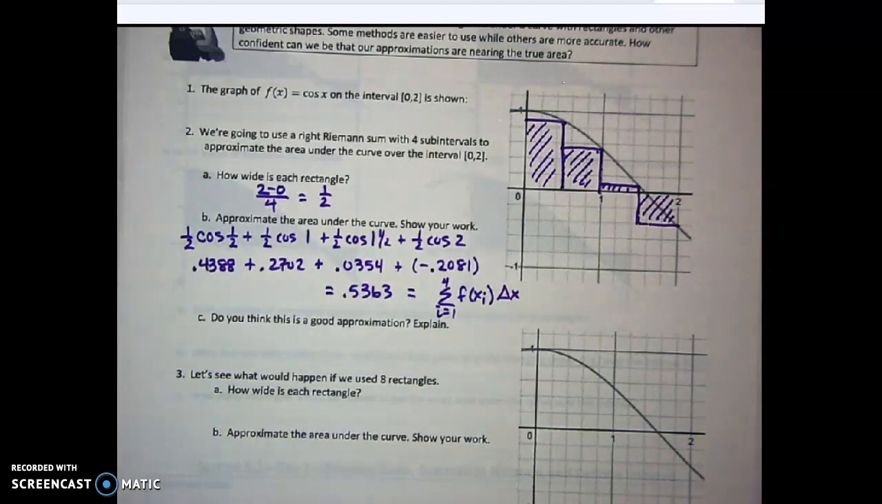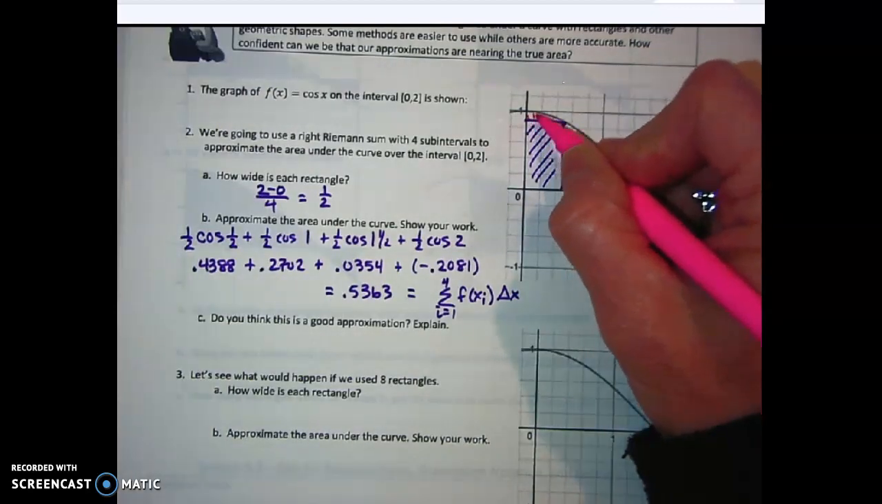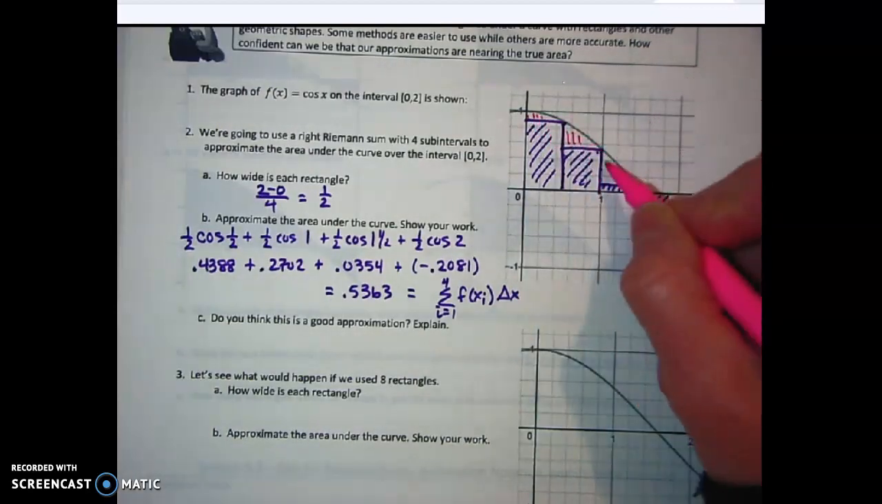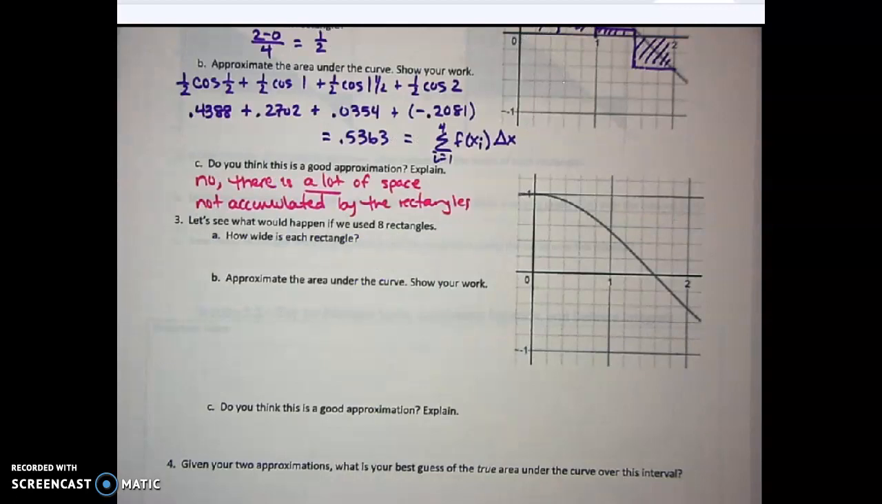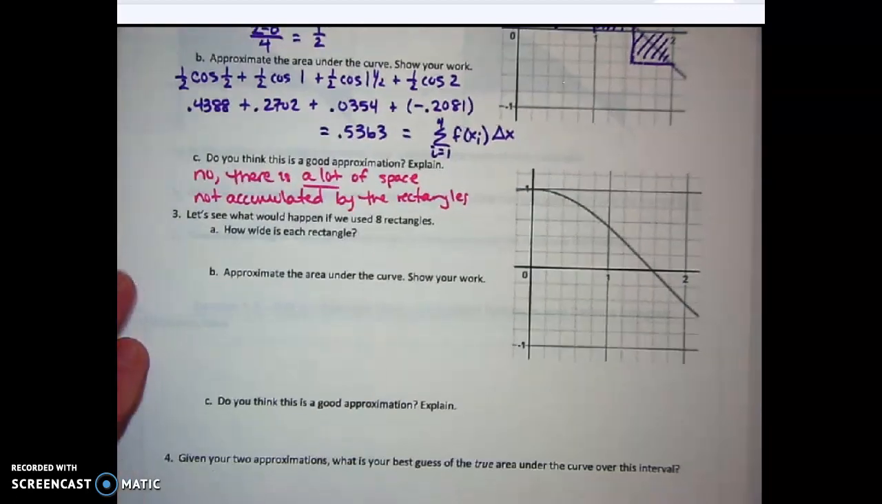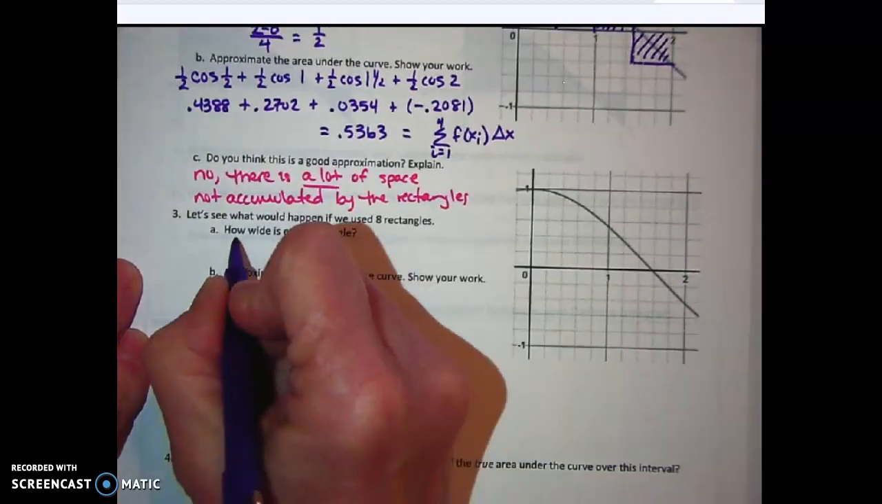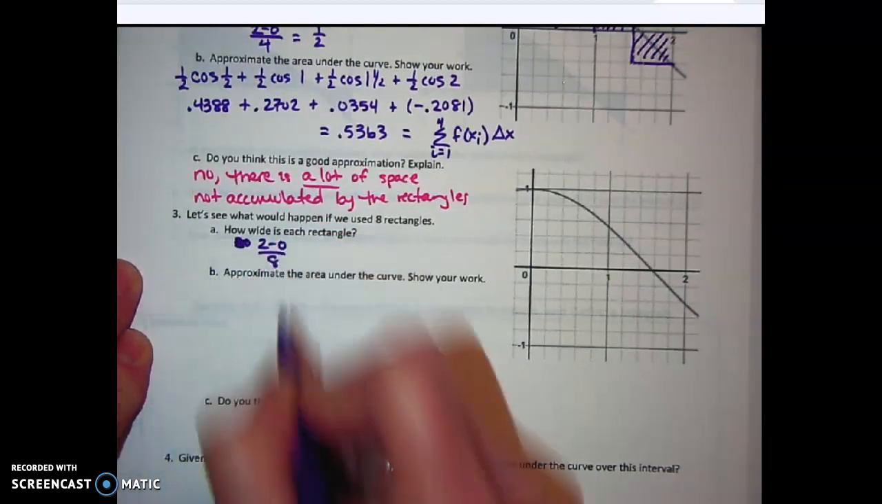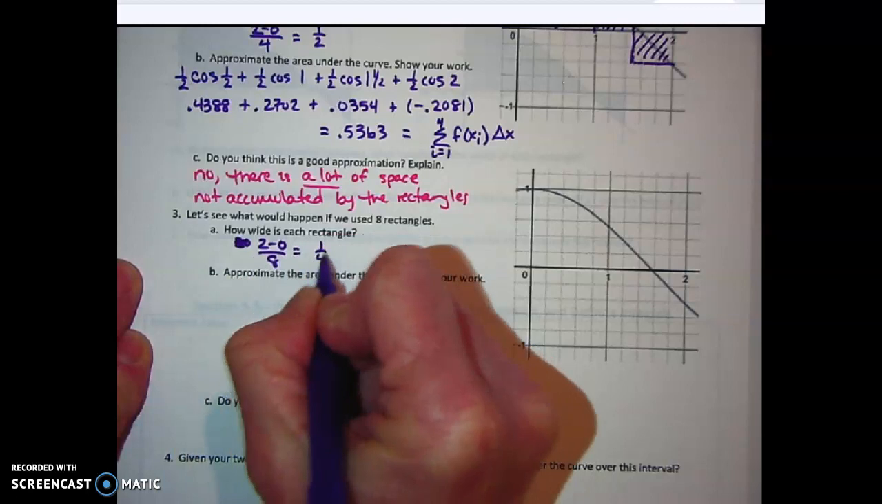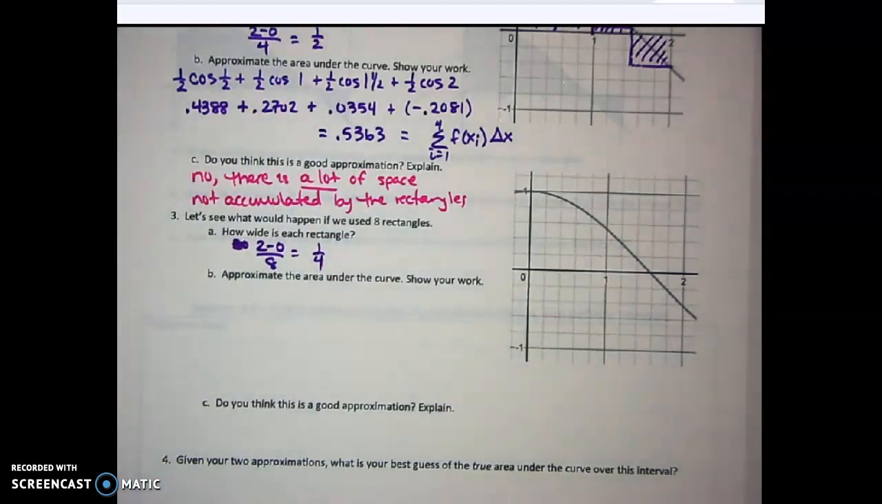And explain. Well, I would say no, because we have all this area up here, all this area that's being unaccounted for. So it's not a very good approximation. All right, let's see if we can get a better approximation if we use 8 rectangles. How wide should our rectangles be now? Well, we're still using the interval from 0 to 2, but now we're going to have 8 rectangles. So the width of each rectangle is going to be 1/4 of a unit.